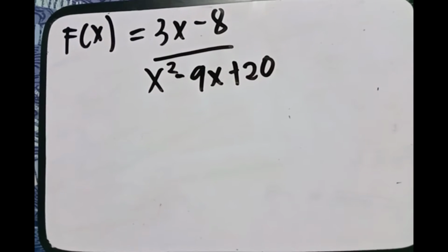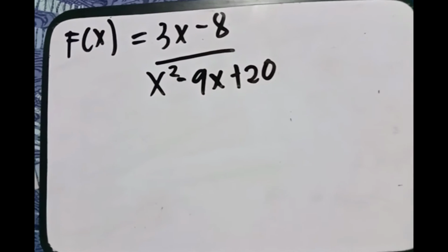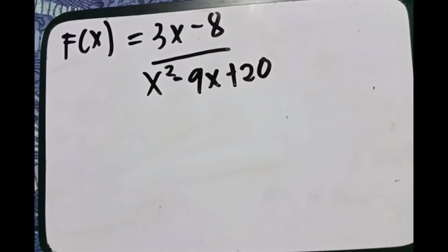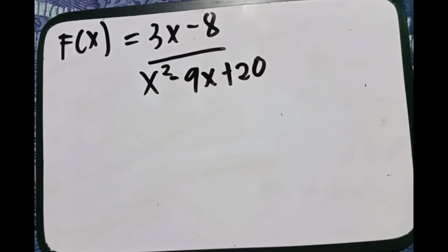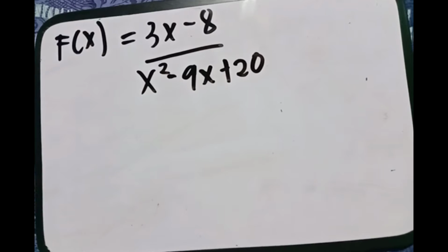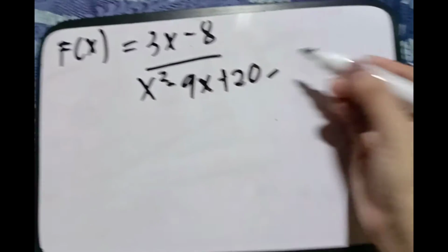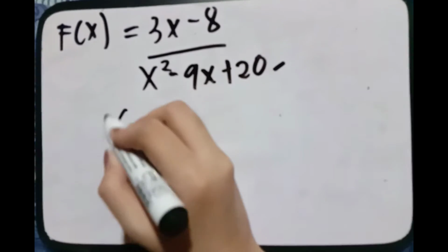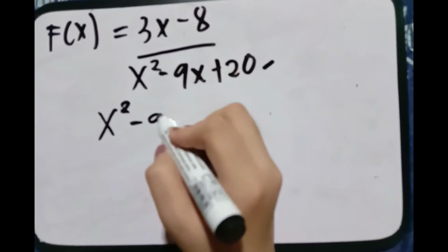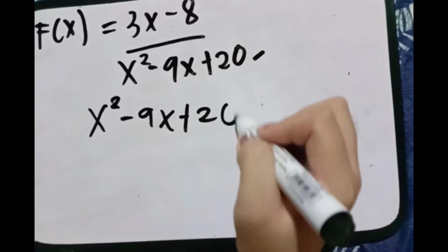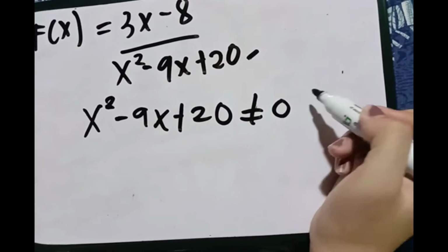To give you knowledge about the domain of rational functions, let me show you some examples. To give you more knowledge on how to get the domain of a rational function, this is my example. F of x equals 3x minus 8 over x squared minus 9x plus 20. So let's set this denominator to not equal 0. So x squared minus 9x plus 20 is not equal to 0.